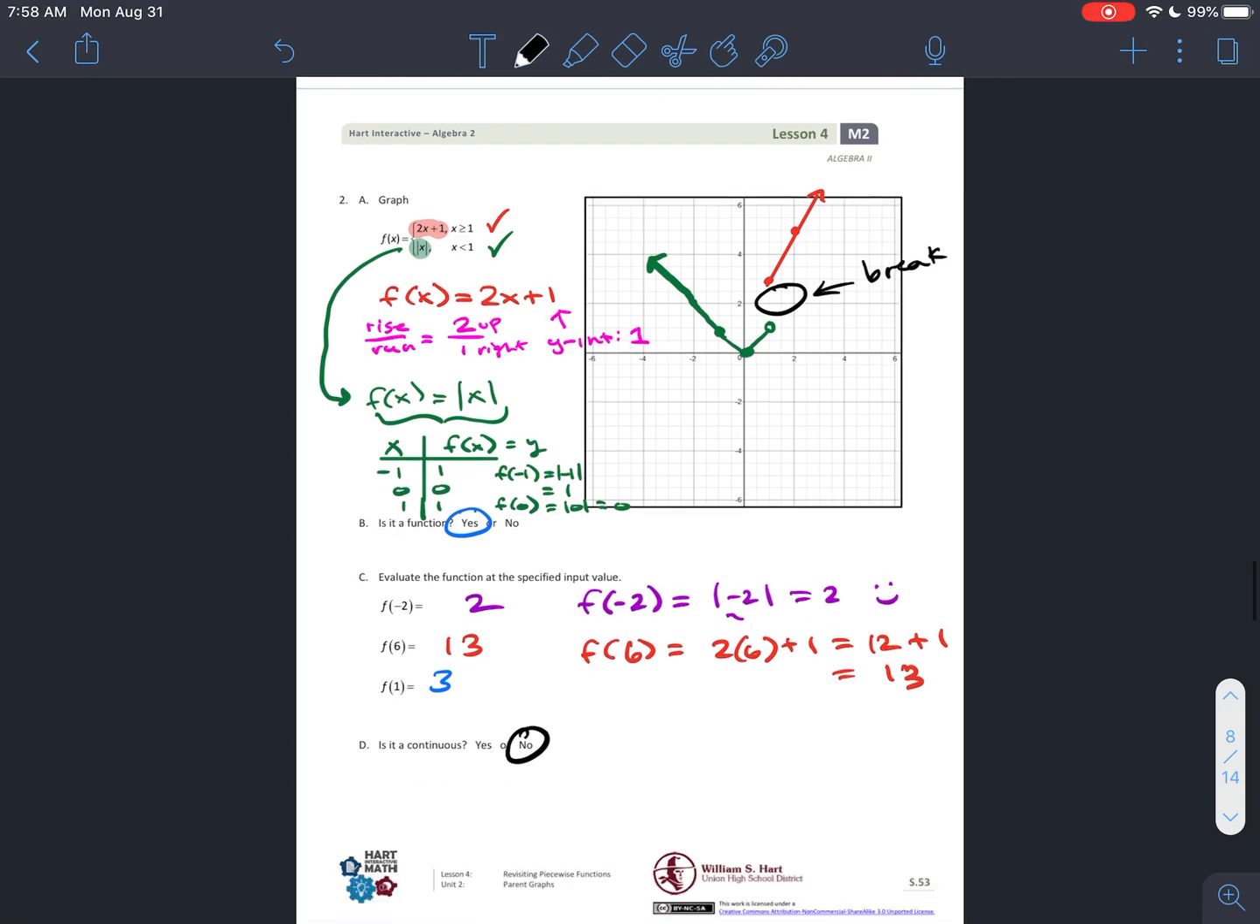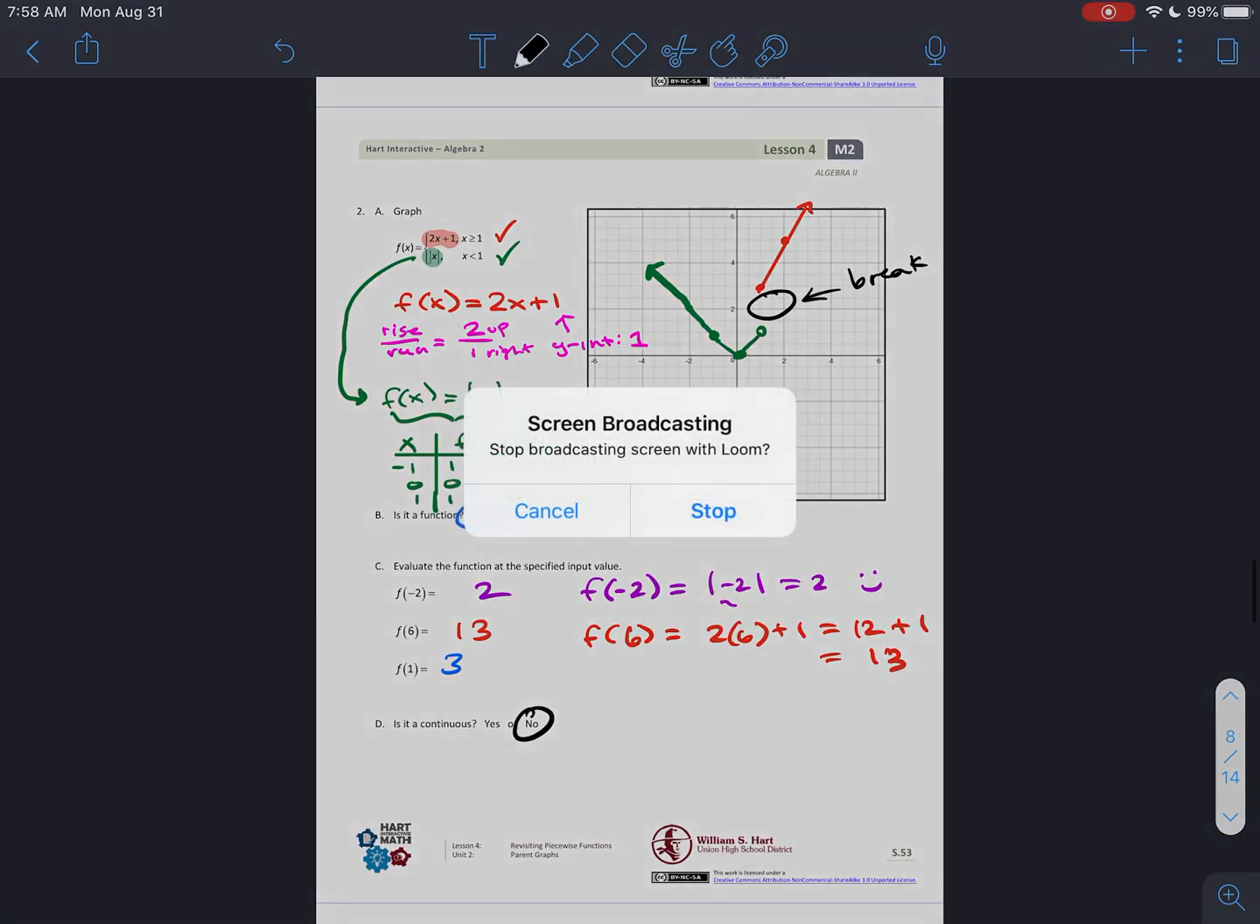All right, that is page number 53, problem number 2.